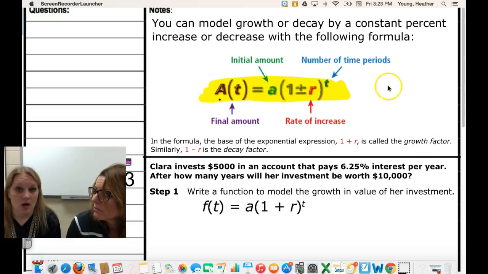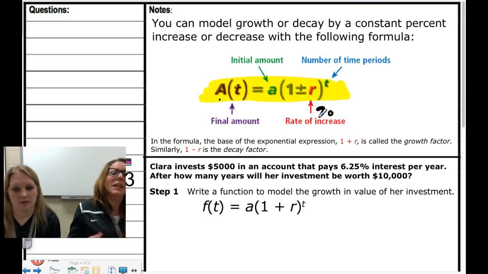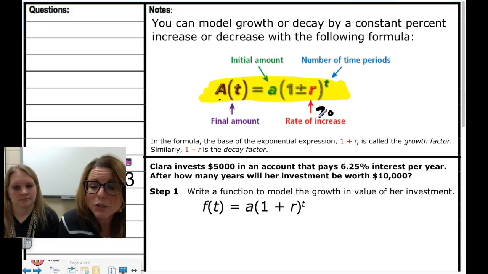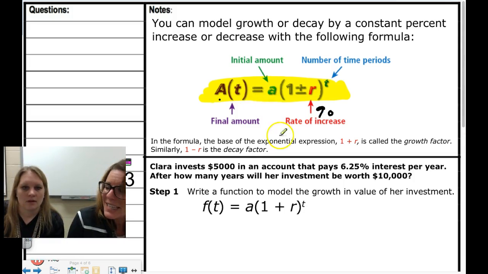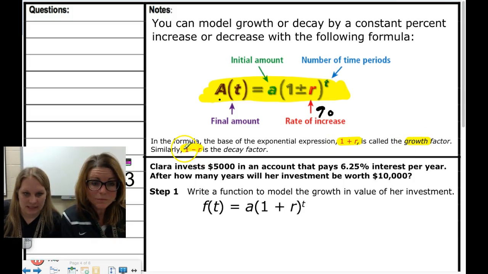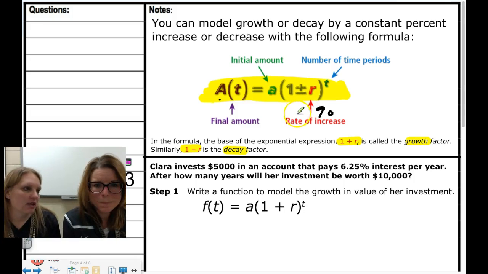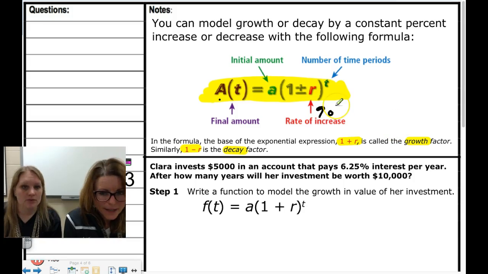R is, I'm going to tell you right now, a percent. Always a percent. Typically, that's what it's going to be listed as. In the formula, look at this. The base of the exponential expression, 1 plus r, is the growth factor. And if it's 1 minus r, that is decay. We're adding, so it's growth. We're subtracting, it's decay. So you're not using both like when we did square root, we did plus and minus. No. This one you're just picking which one based on if it's a growth or a decay.